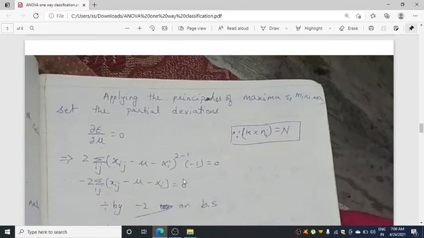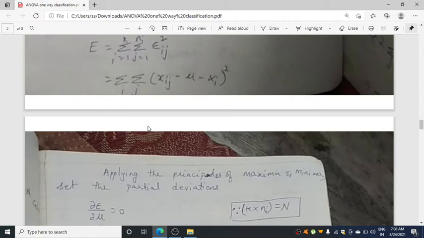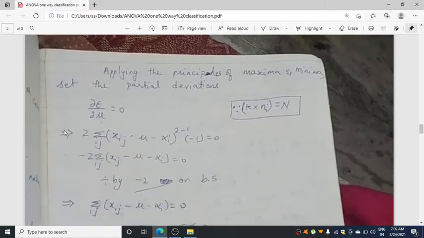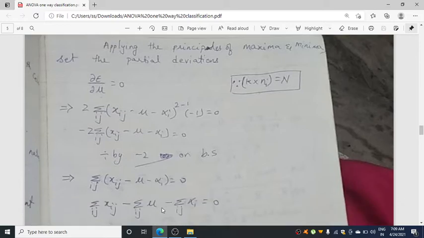After this, applying the principle of maxima and minima, set the partial derivative dou E by dou mu equal to 0. If you differentiate with respect to mu, it will be 2 times the summation of xij minus mu minus alpha i to the power 2 minus 1. The coefficient of mu is minus 1, so this is equal to 0. Then divide both sides by minus 2, and you will be left with summation over ij of xij minus mu minus alpha i equal to 0.